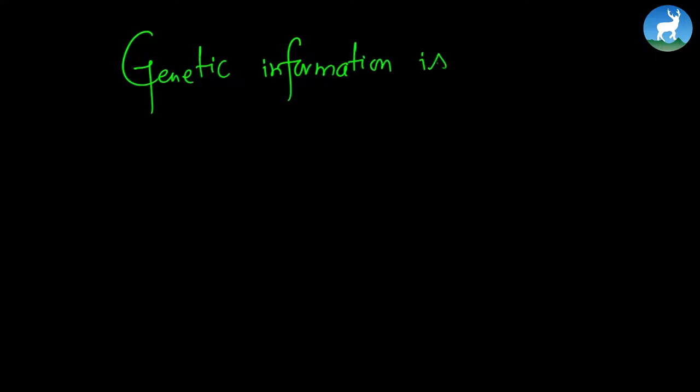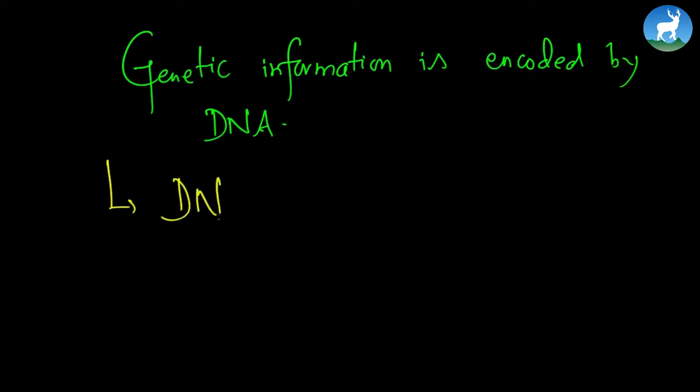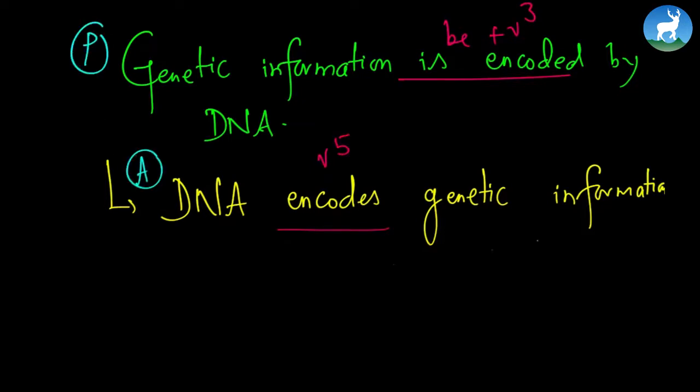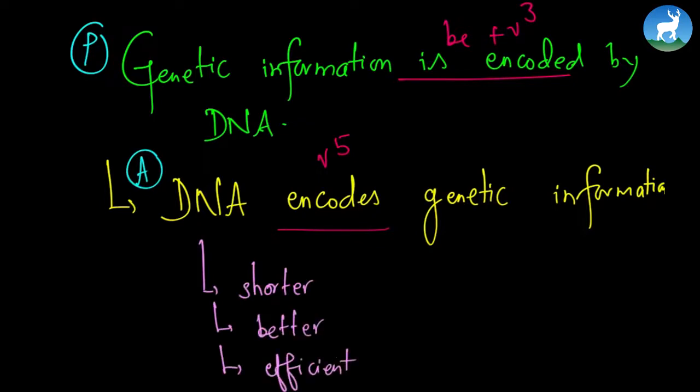"Genetic information is encoded by DNA." How can you convert this into active? You would write something like, "DNA encodes genetic information." See the difference? "Is encoded": we have a be verb followed by V3. We simply have a V1 here. And if this is the passive voice while this is the active voice, and if you read both of the voices, you will find that this active voice is shorter, is better, is efficient, and is even easy to read. Rather than saying "genetic information is encoded by DNA," you can simply say "DNA encodes genetic information."